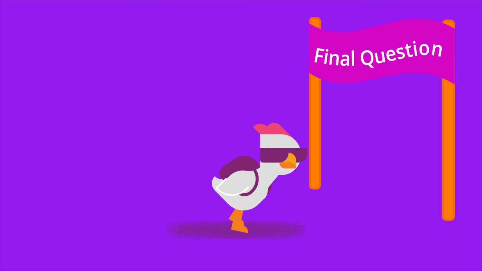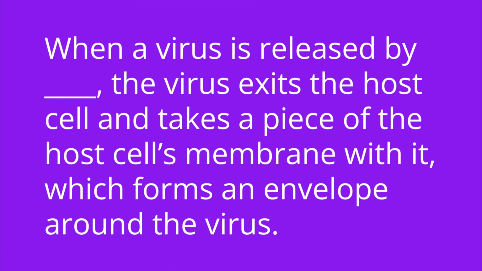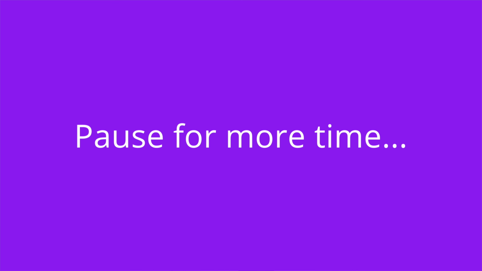Question number 3. When a virus is released by blank, the virus exits the host cell and takes a piece of the host cell's membrane with it, which forms an envelope around the virus. The answer is budding.